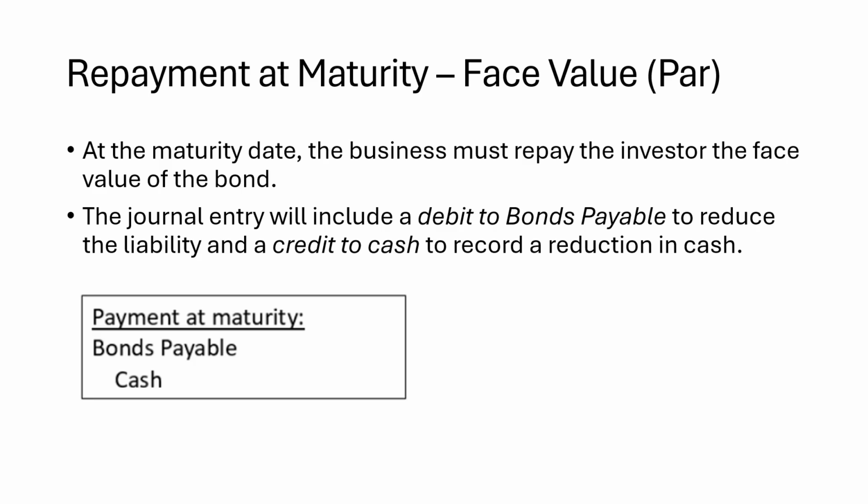Then repayment at maturity. This is just like when you reduce any other liability on the books by paying cash. The maturity date is the end of the term of the bond, so if it's a 5-year bond, it will be at the end of 5 years. The business must repay the investor the face value of the bond. So if it's a $1,000 bond, you would debit bonds payable for $1,000 and credit cash $1,000.